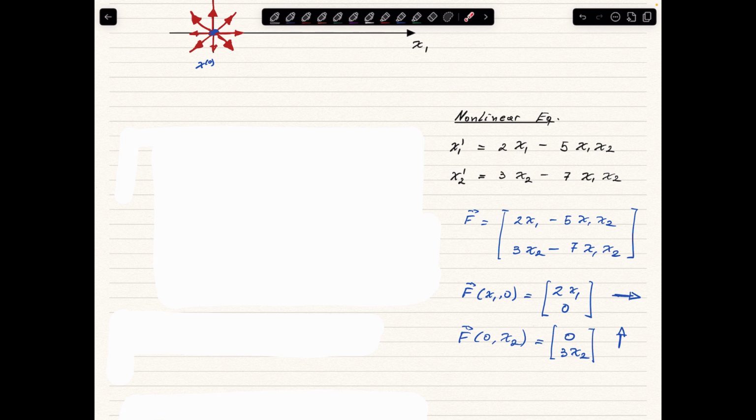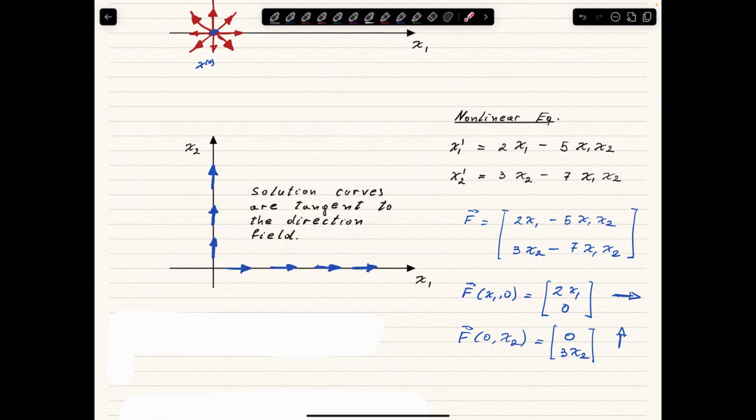So if we put that information into our picture, in the case when x2 is 0, the vector field is horizontal, so this vector field is this vector field here. So this is the direction field. I don't know how long the vector is, I'm normalizing. And then when x1 is 0, so along this axis, the vector field points up, like here.